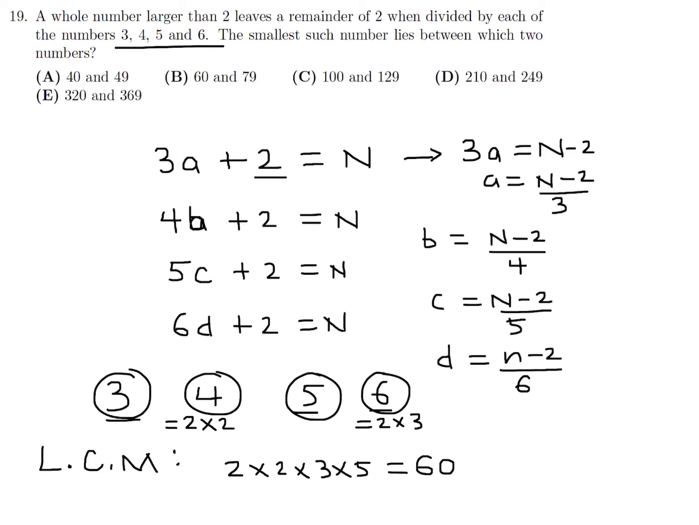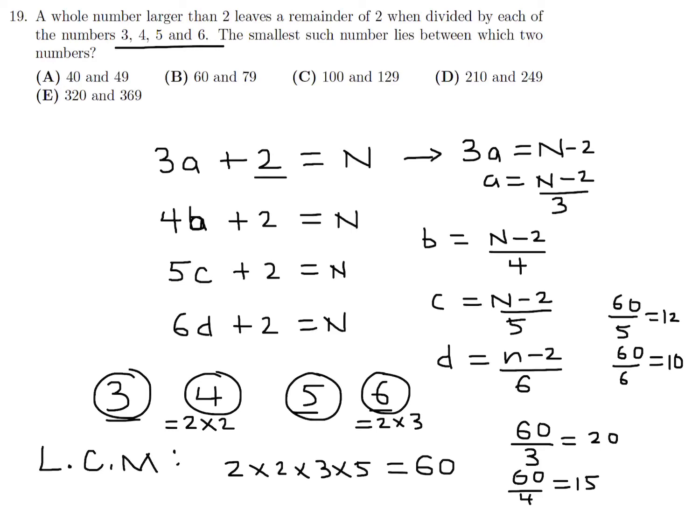So that's the least common multiple of 3, 4, 5, and 6. So basically what that means is that when you take 60, you can divide it by 3 or 4 or 5 or 6. 60 divided by 3 is 20. 60 divided by 4 is 15. 60 divided by 5 is 12. And 60 divided by 6 is 10. So that number 60 works.